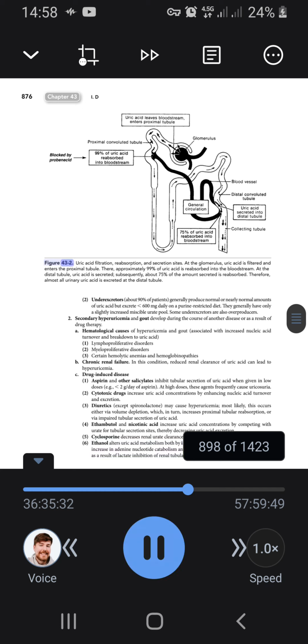Figure 43-2. Uric acid filtration, reabsorption, and secretion sites. At the glomerulus, uric acid is filtered and enters the proximal tubule. There, approximately 99% of uric acid is reabsorbed into the bloodstream. At the distal tubule, uric acid is secreted. Subsequently, about 75% of the amount secreted is reabsorbed. Therefore, almost all urinary uric acid is excreted at the distal tubule.